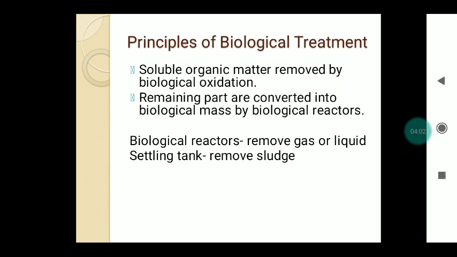Biological reactors are utilized for the removal of gases or liquid from the sewage, and settling tanks are utilized for removing the sludge. The different treatment units of the biological process in secondary treatment are the activated sludge process, trickling filters, rotating biocontactors, biotowers, aerated lagoons and solid contact basins. Let us discuss one by one.